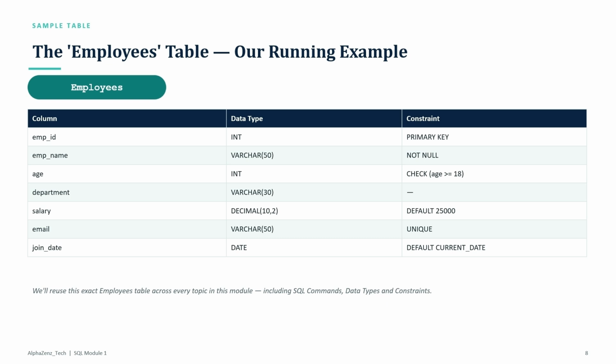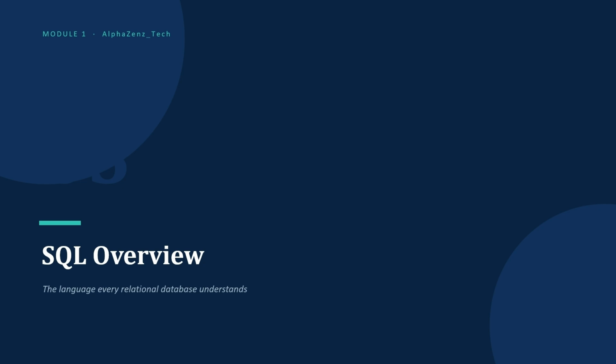Screen shows the employees table structure. And here's something important. I'm going to use this exact employees table for every single example in this entire module. MP_ID as our primary key, MP_name, age, department, salary, email, and join_date, each with its own data type and constraint. Keep this table in mind because we're going to reuse it again and again in SQL commands, in data types, and in constraints. This is exactly how real learning should work, one consistent example, not a new random table every 5 minutes. Slide 12. Topic 3.